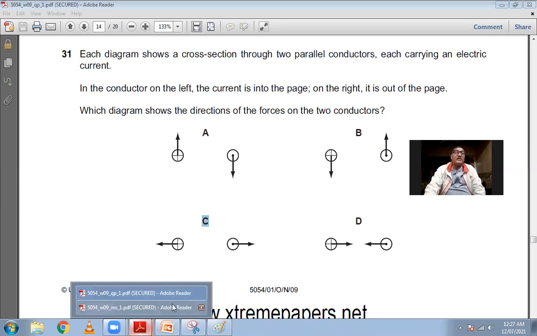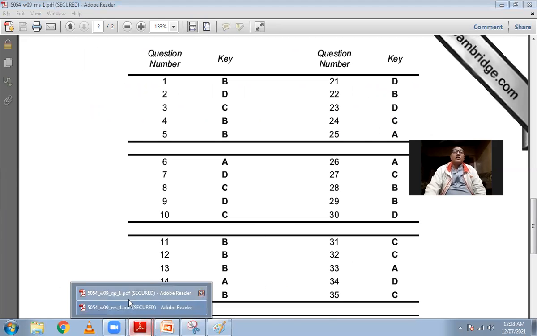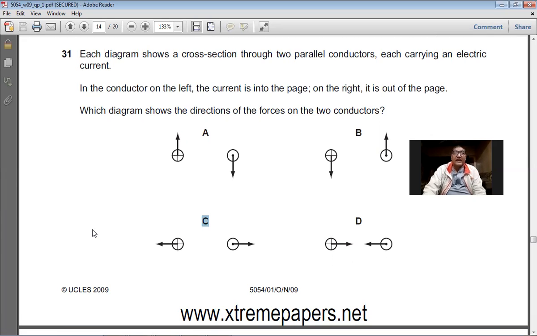Question number 31, C is the right option. This is the option we have taken. You have studied this law: parallel conductors, if the direction of the current flowing in them is the same, will attract each other, and if opposite, they will repel each other.